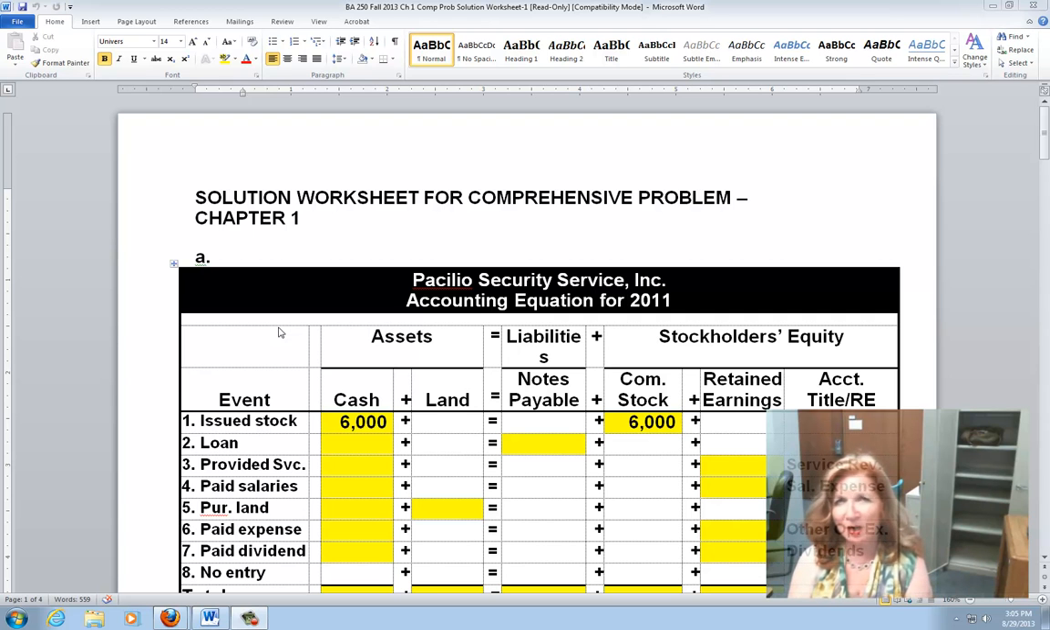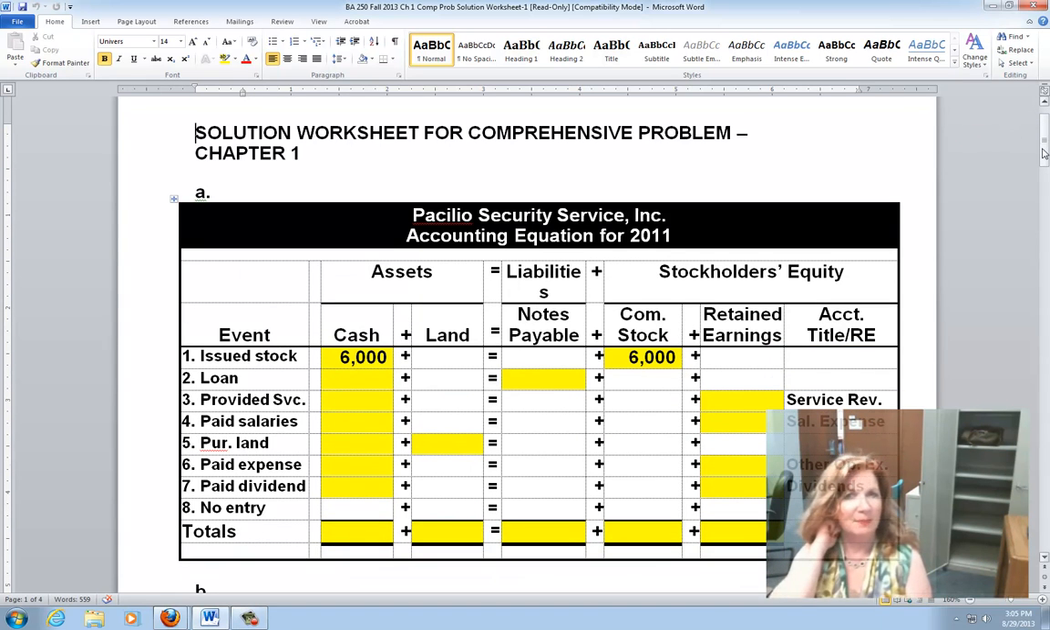Remember, this is a Word document. This is not an Excel. It's not going to be adding for you. It's not going to be subtracting, that sort of thing. You're just going to be putting the information in, and then you're going to have to manually get those numbers, I think, at the bottom, because this worksheet will not add.